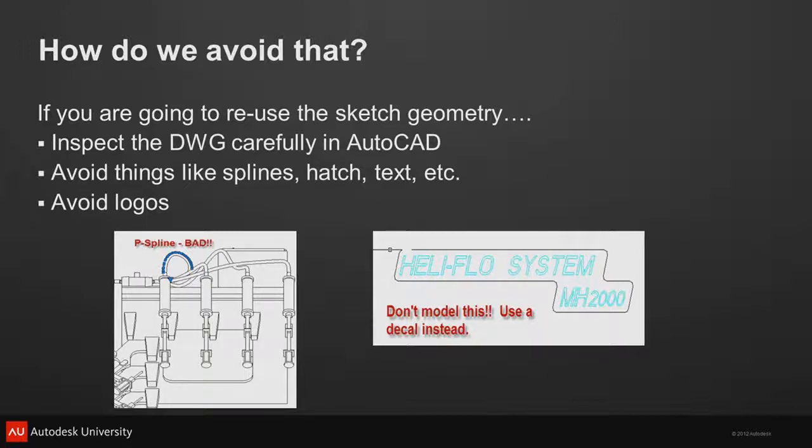So if you're going to reuse the sketch geometry, right, be very careful about how you inspect it. Go through it and look. See what these little objects are in here. If that's a spline, that's bad. Replace it with an arc, okay? Don't use splines unless you absolutely have to. Not only do they add a lot of weight, but they're also very difficult to control with parameters, right?